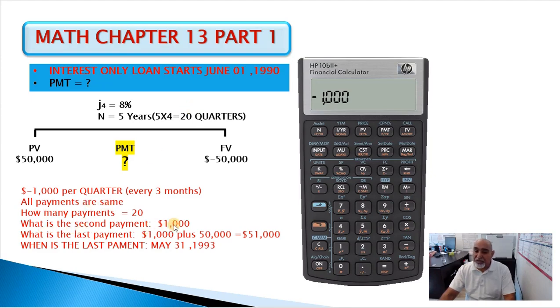Okay, what's the second payment? $1,000. How many payments? According to this loan, 20 payments. What's the last payment? $51,000. Okay, now let's take a look at time period also.